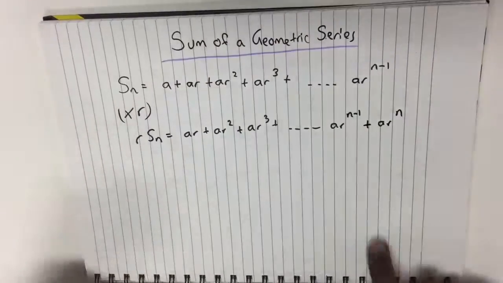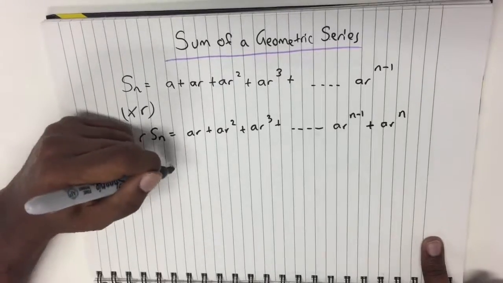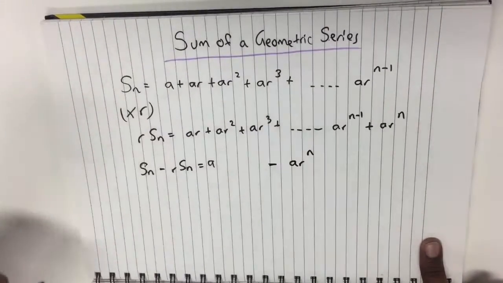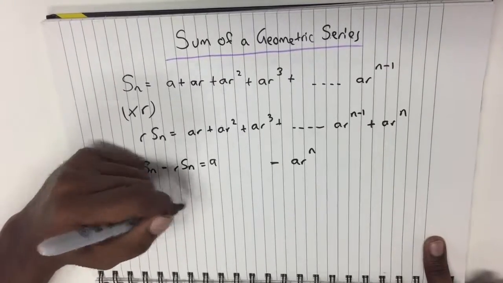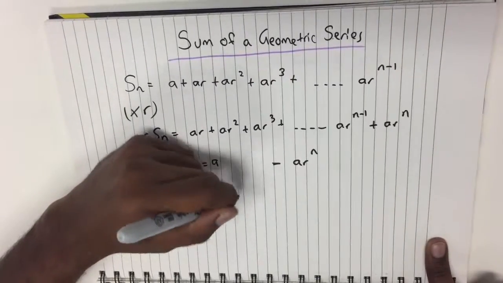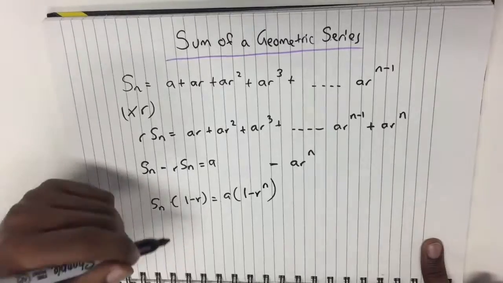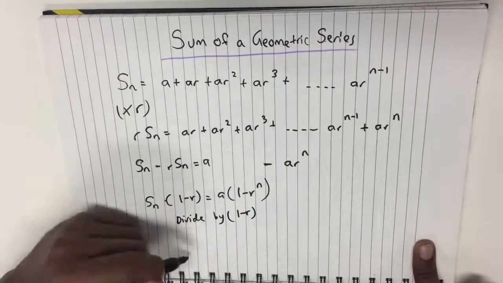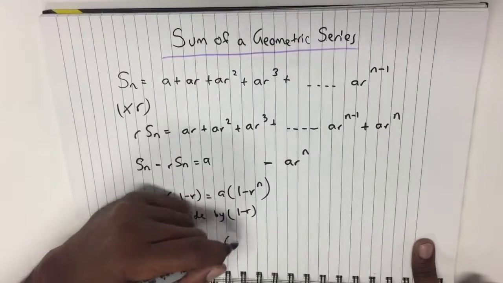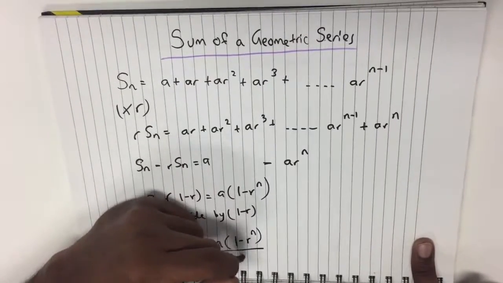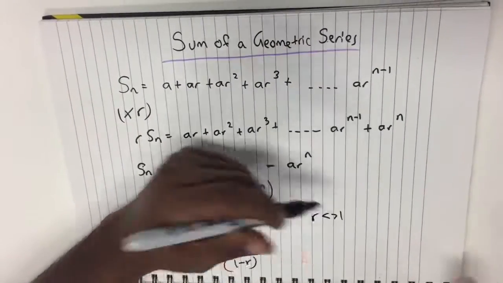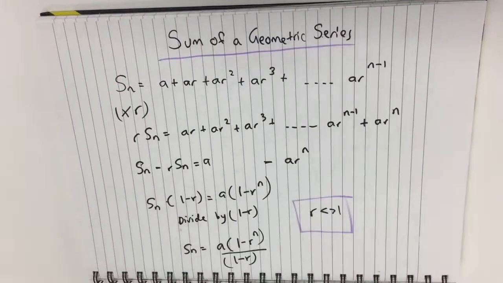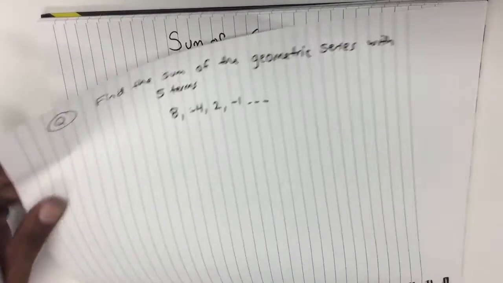rSn equals this sequence, and then you subtract the second by the first, and then you obtain Sn minus rSn equals a, and this eventually becomes Sn bracket 1 minus r equals a(1 minus r to the power n). So you divide both sides by 1 minus r, and this is how you obtain the sum of a geometric series formula. And you have to make sure that the ratio does not equal 1.